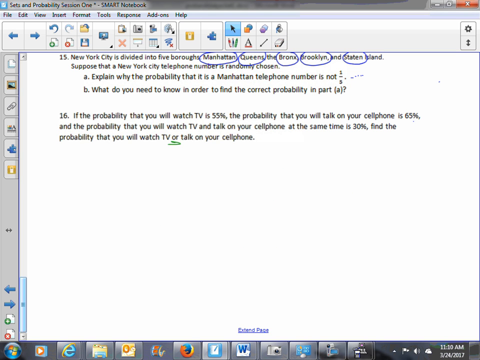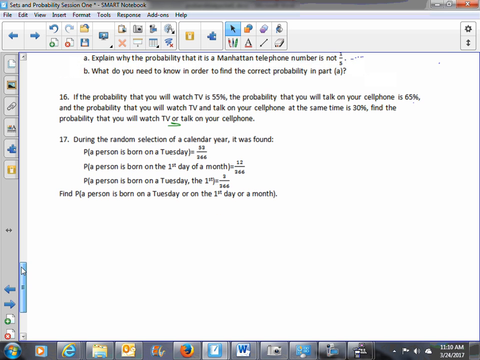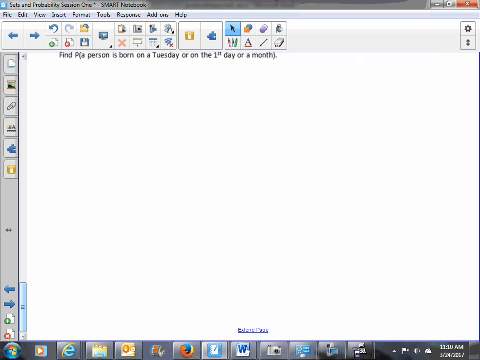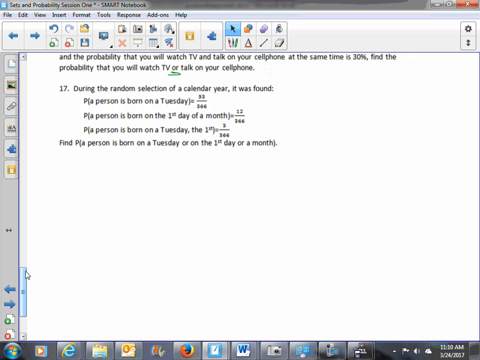Number 17. Surely we got to be getting to the end of this pretty soon here. Yeah, I think 17 may be the last one. Okay. During the random selection of a calendar year, it was found that the probability a person is born on Tuesday is 53 over 366. The probability a person is born on the first day of the month is 12 over 366.